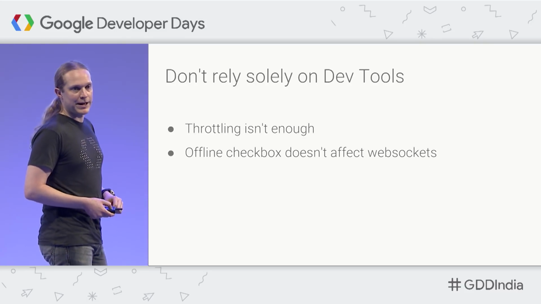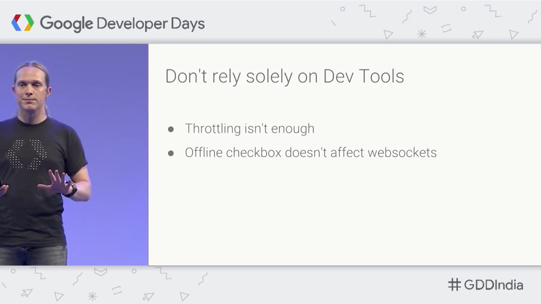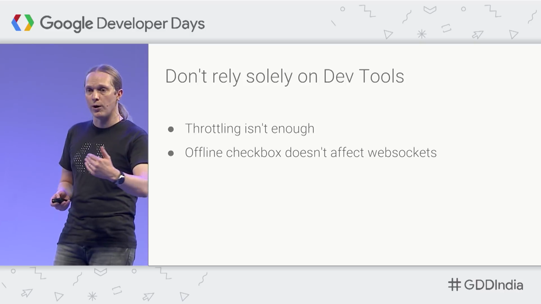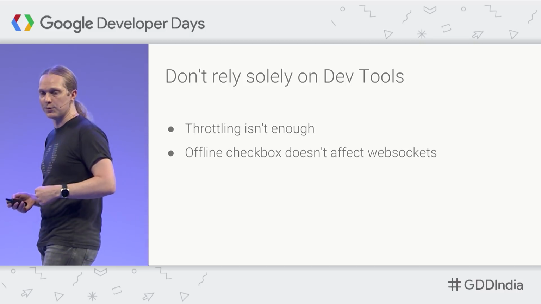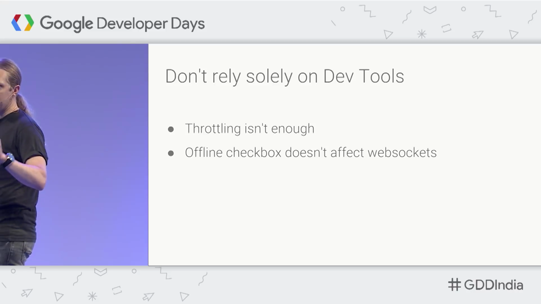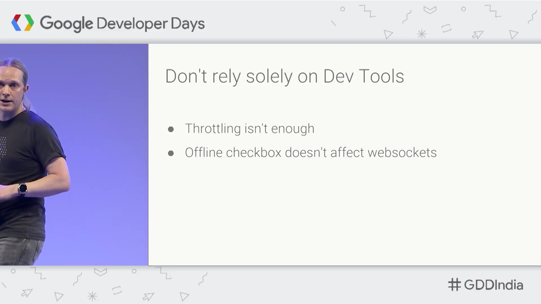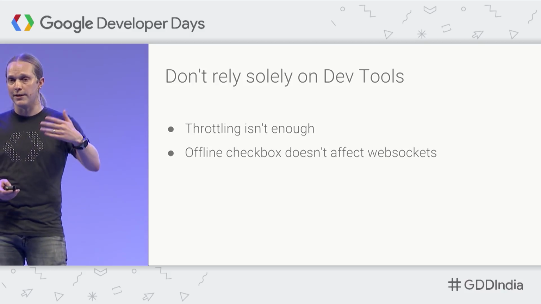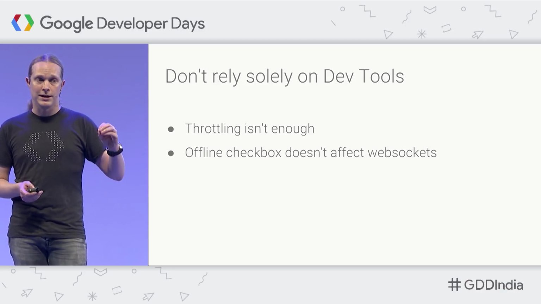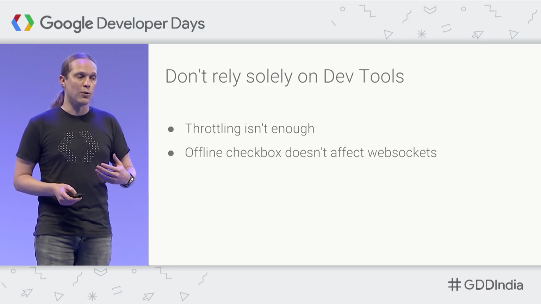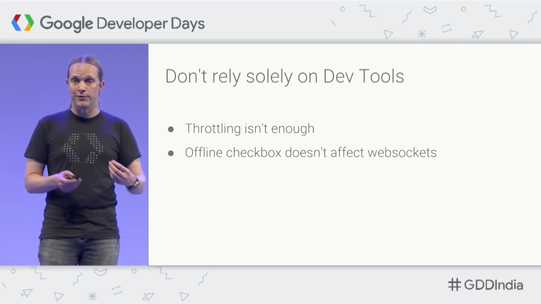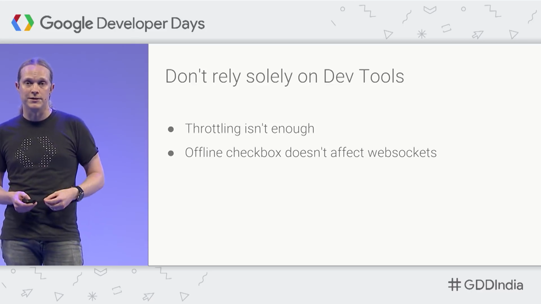And a couple other caveats. Amazing as DevTools is, please don't assume that it is a be-all and end-all. There are a couple things that will not work exactly as you expect inside of DevTools. For example, the offline checkbox that you use there doesn't affect every single type of network connection. So if you have WebSockets, say via the Firebase real-time database, that data may still be going back and forth even when you're in offline mode. So when it gets through to the end, always make sure that you test on a real device, preferably the same device that the majority of your users have.